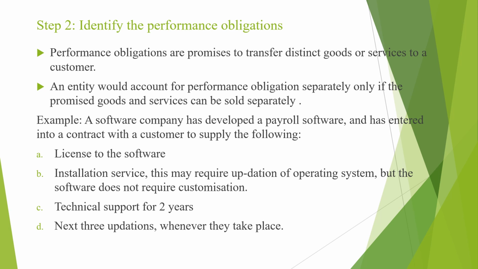The example in this case is a software company that has developed a payroll software and has entered into a contract with the customer for the following. The software company is going to sell the license of the software, and an installation service. This may require updating of the operating system, but the software does not require customization. So again, it is not correlated. Technical support for 2 years, and the next 3 updates are part of the contract. So these are the performance obligations which are not really interlinked. You can sell each of these services separately also, right? This is an example of a service.